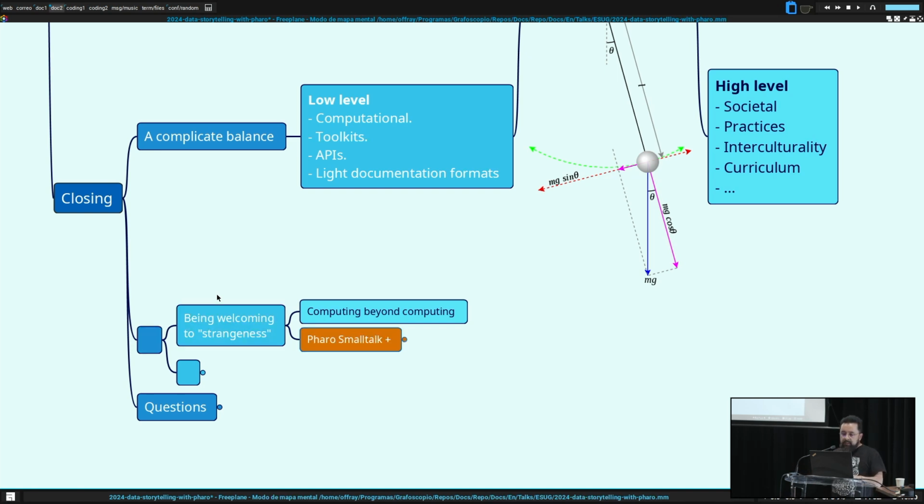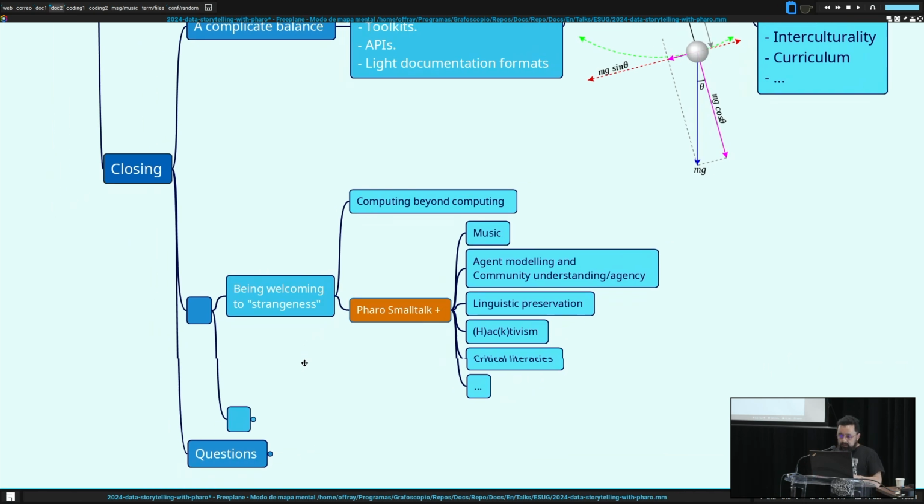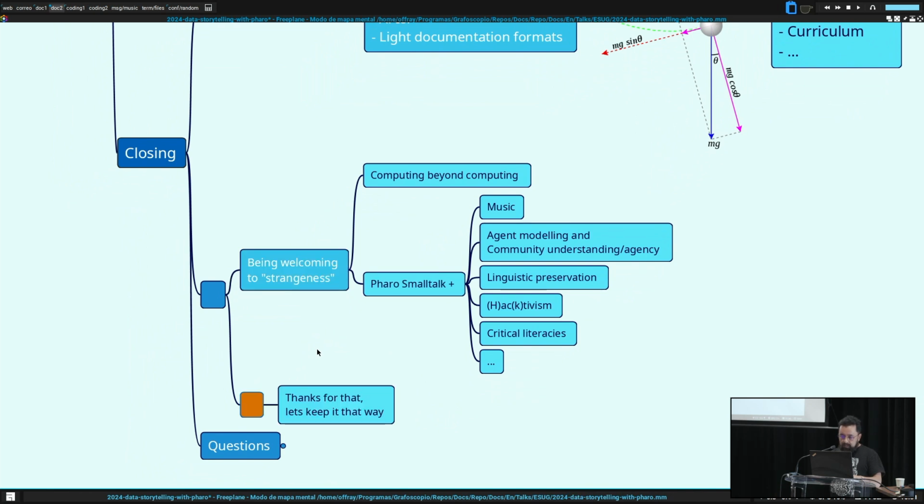So for me, seeing Pharo Smalltalk plus music plus agent modeling and community understanding and agency plus linguistic preservation, hacktivities, critical literacies is an important thing to see. More so in a small community, a community that is getting into more topics to address different problems and concerns, and to express the ability that the people have around this stuff. So that's important for me. And so thanks for being this welcoming community to these kinds of strange topics, and let's keep it that way. Thank you.